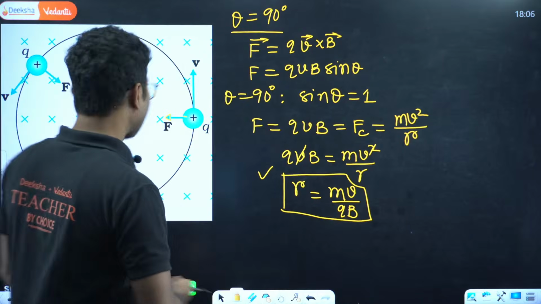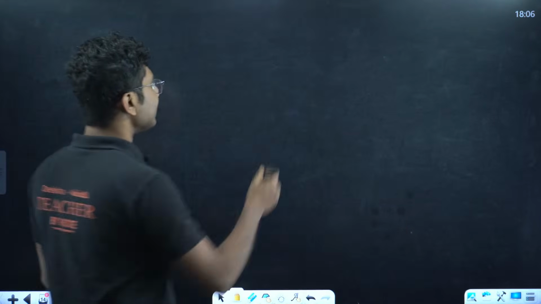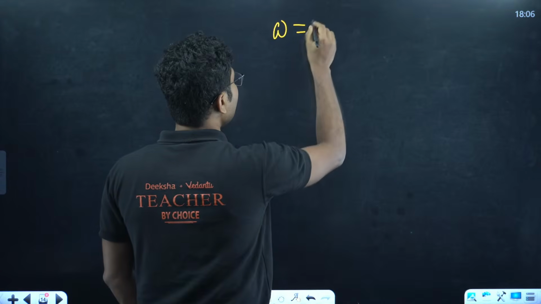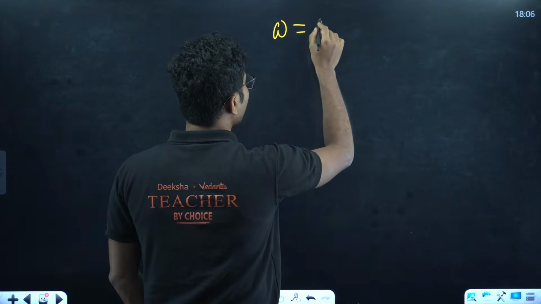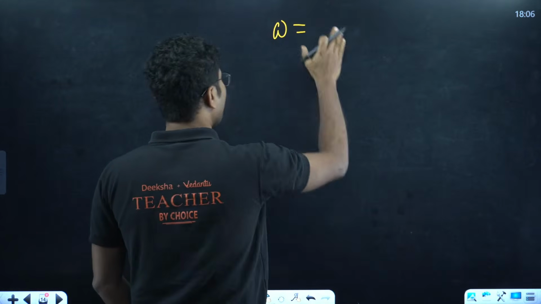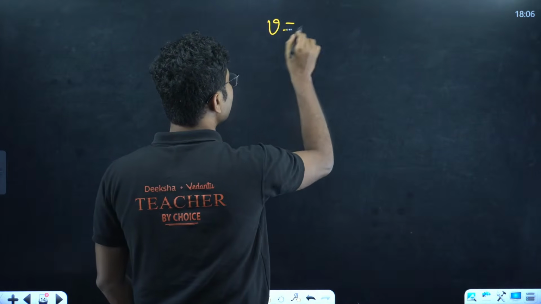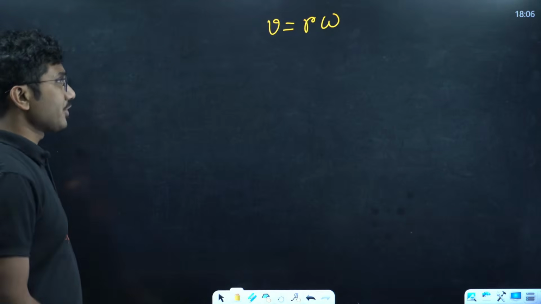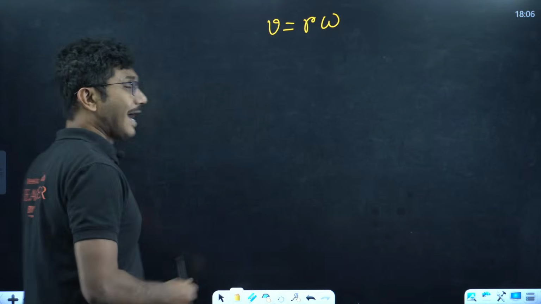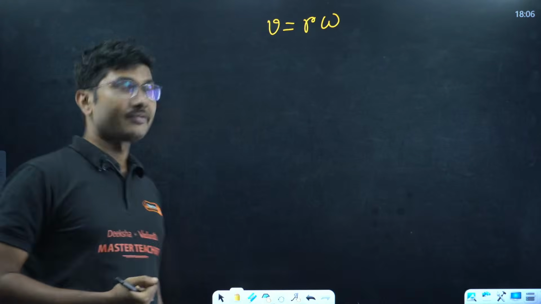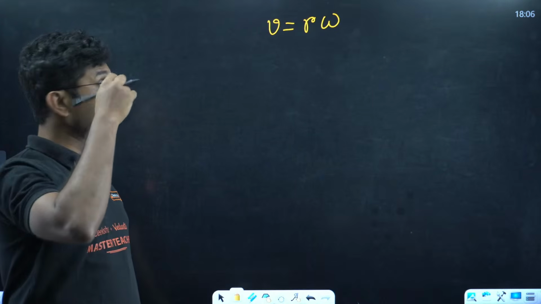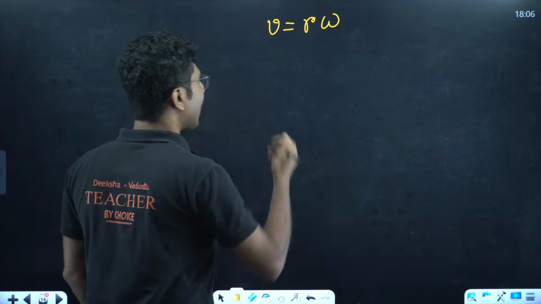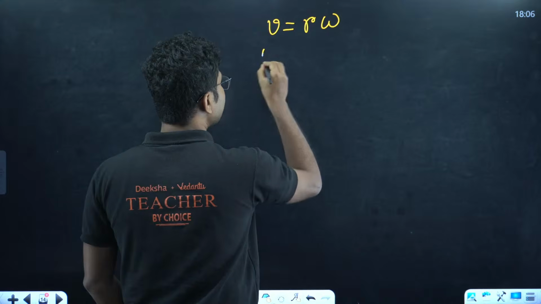Now, as I mentioned, what is angular velocity? Let me write the velocity. v equals r into omega. This is the rotational motion. The relationship between linear velocity and rotational velocity is given by v equals r omega. Now we have calculated the value of r, we know the value of v, so we just need to calculate omega.